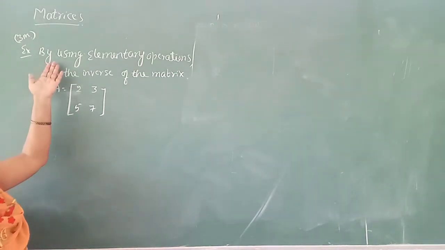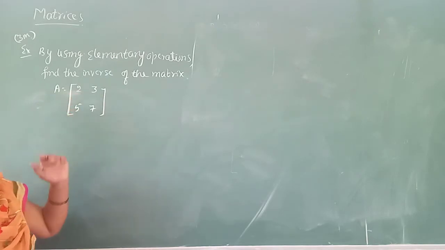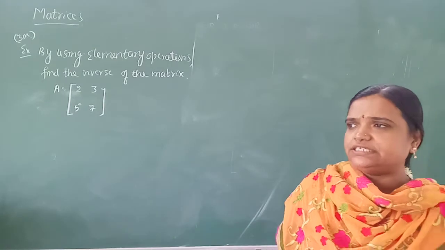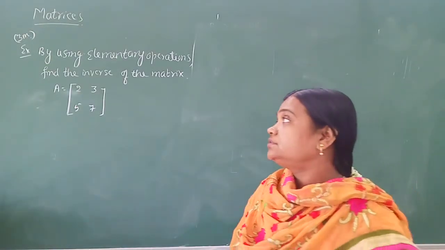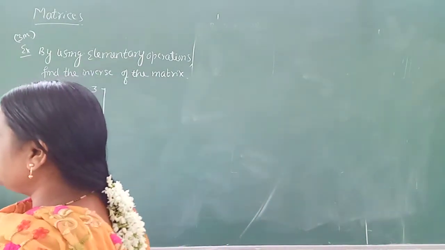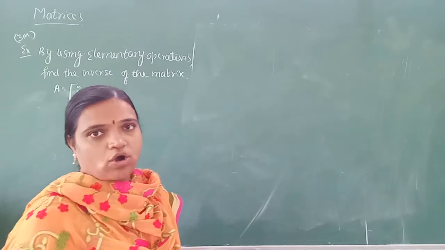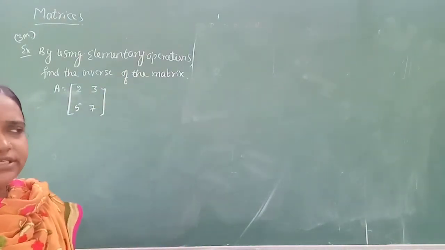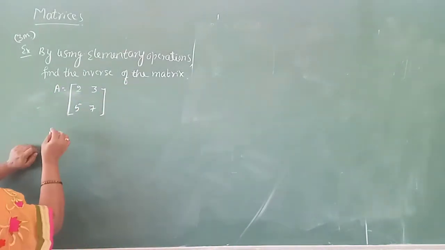Example: by using elementary operations, find the inverse of the matrix A = [2 3; 5 7]. We are doing the same type of example as the previous one. Now this is the second example. We are using elementary row operations, not column operations, because there are two types of operations. Either you can use row-wise or column-wise, but now we are doing it row-wise.